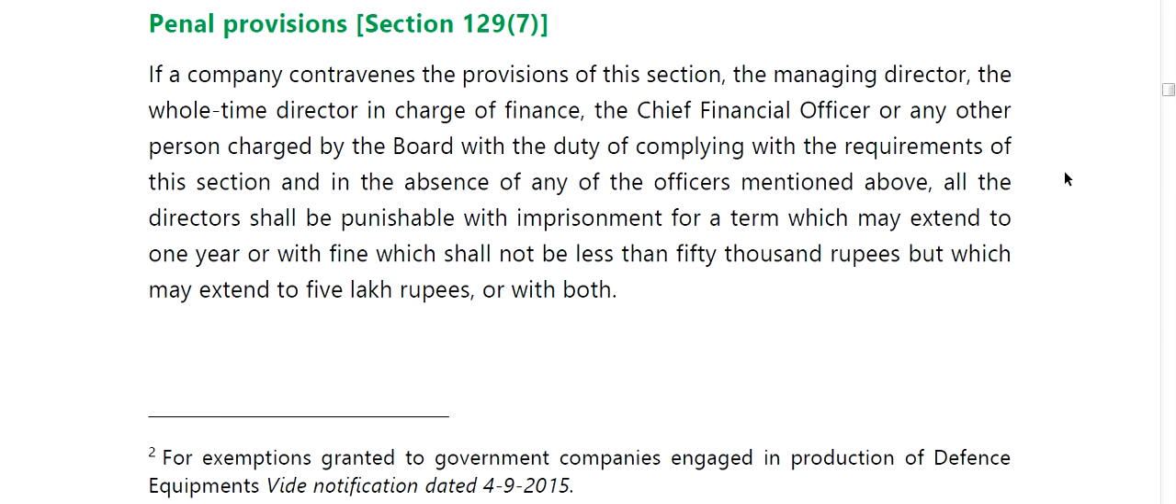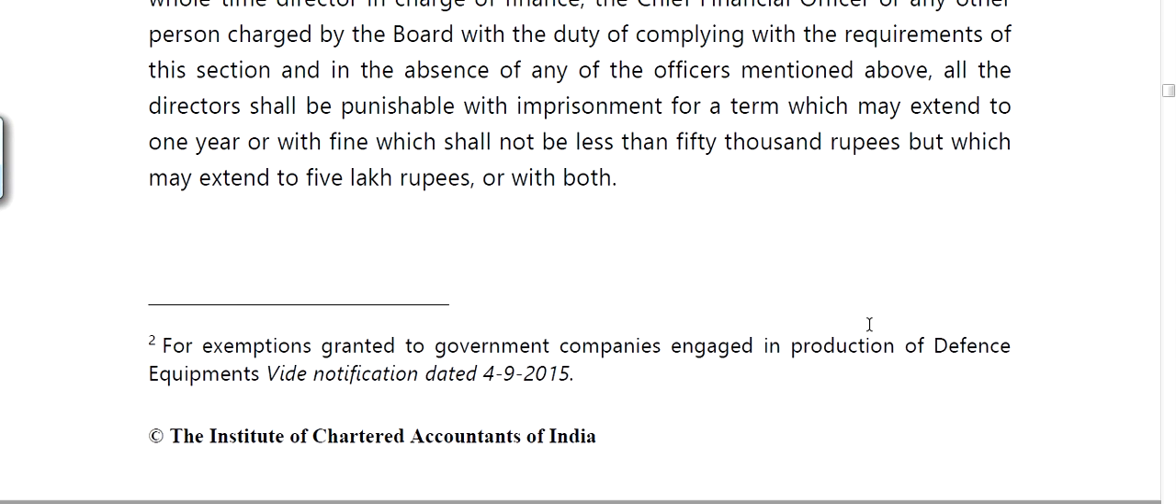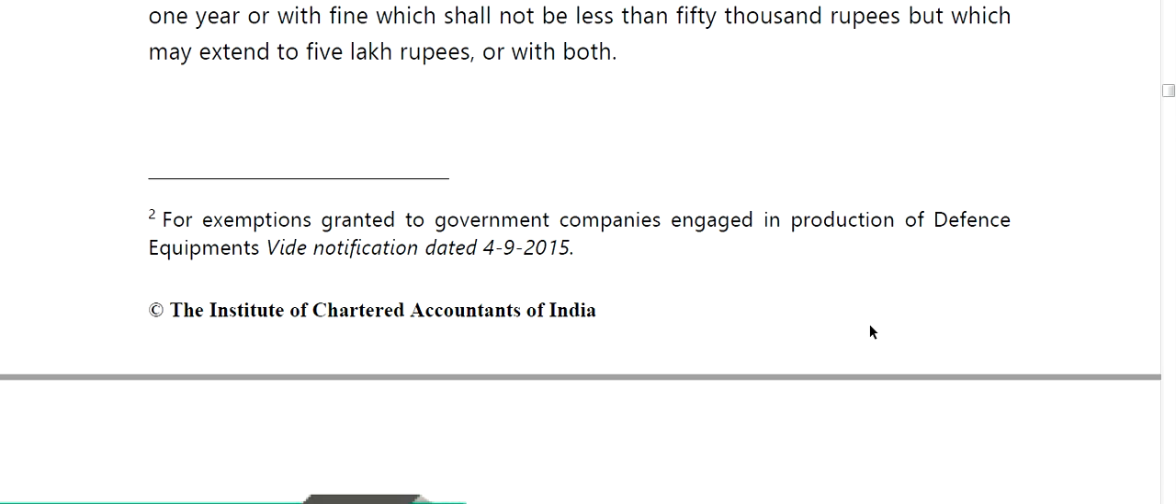The penal provision comes in subsection 7. If a company contravenes the provisions of this section, the MD, the whole-time director in charge of finance, the CFO or any other person charged by the board with the duty of complying with the requirements of this section, and in the absence of any officers mentioned above, all the directors, shall be punishable with imprisonment for a term which may extend to 1 year, or with a fine which shall not be less than 50,000 rupees but which may extend to 5 lakh rupees, or both. That is the same penal provision as given in section 128.